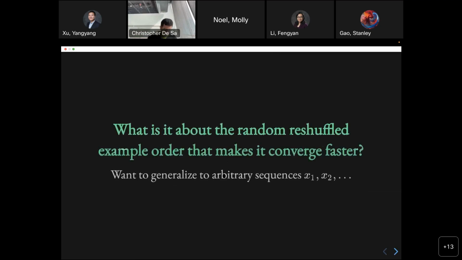Okay, so this is all very interesting. And we set out a year or so ago, maybe more than a year ago, a year and a half ago, to look at this question of what is it about this order that makes it converge faster? Because we want to be able to generalize these results to different sequences that we might get in practice.